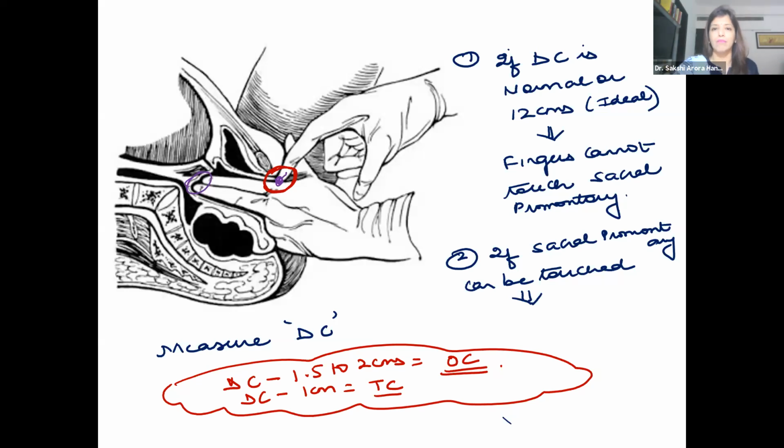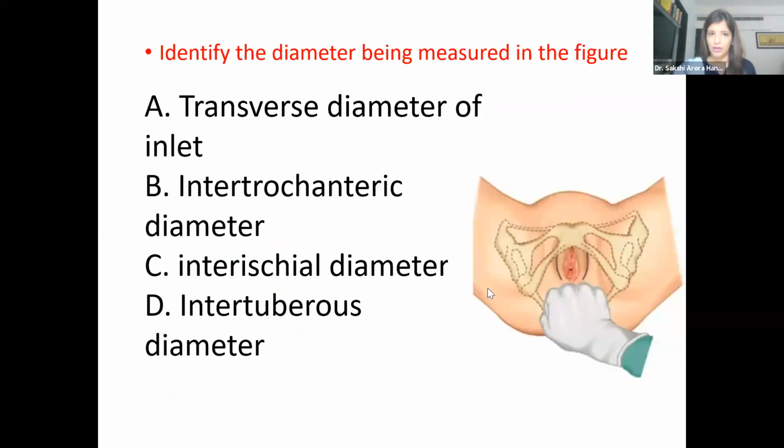So I have an image-based question for you here as well. Identify the diameter being measured in the figure. Which diameter is being measured? Tell me. Option A, transverse diameter of the inlet. Option B, intertrochanteric diameter. Option C, interischial diameter. Option D, intertuberous diameter. What is being measured here?